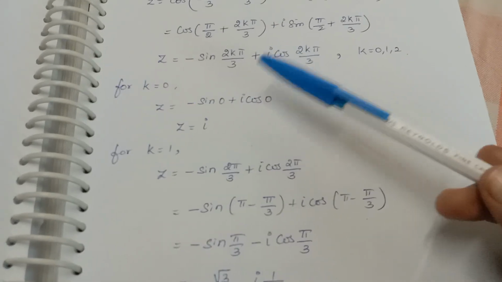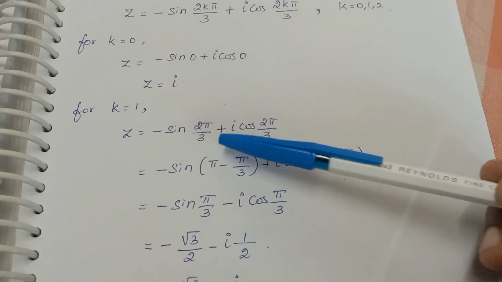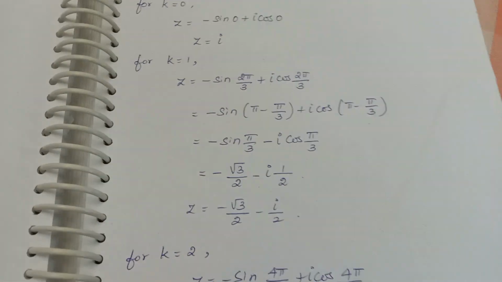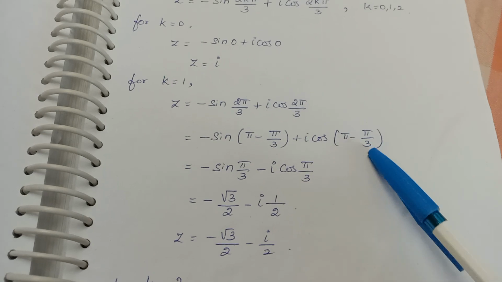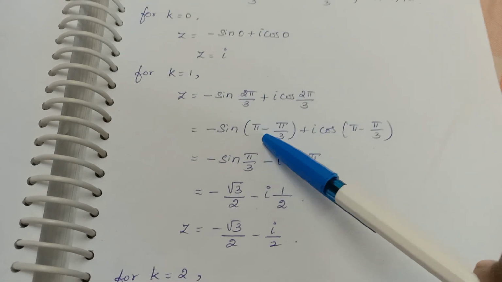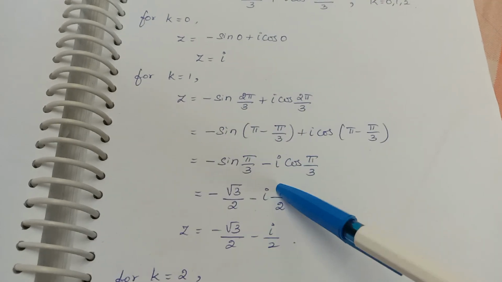Then for k equal to 1. Minus sin 2 pi by 3 plus i cos 2 pi by 3. So again, we don't know the value of sin and cos at 2 pi by 3. So we write it as pi minus pi by 3, i cos pi minus pi by 3. So pi minus means what? 180 minus. So for 180 minus and 180 plus, sin will become sin, cos will become cos.